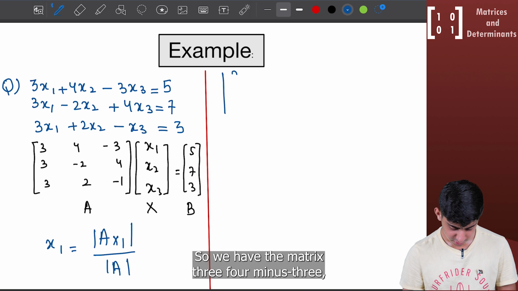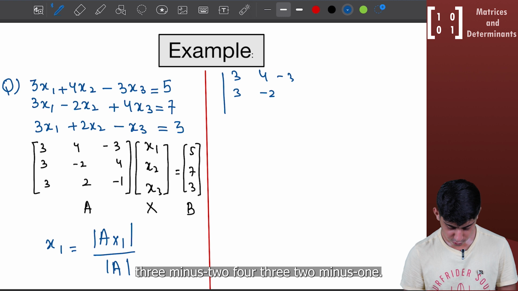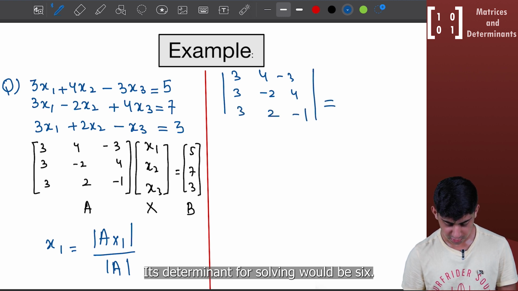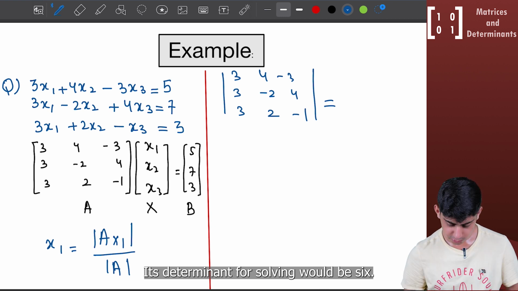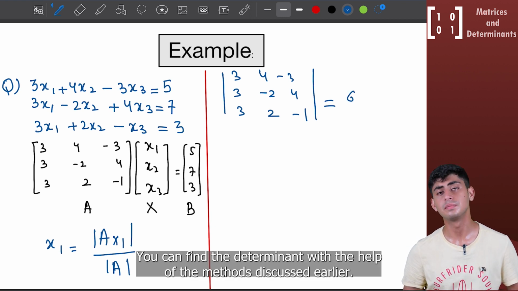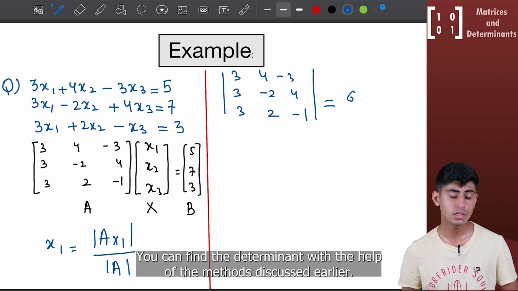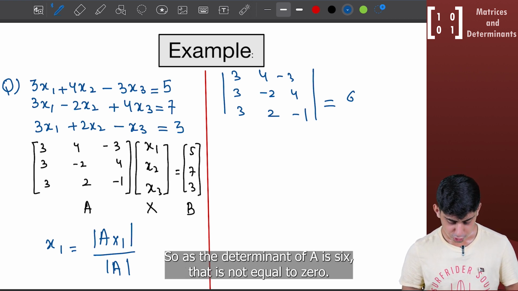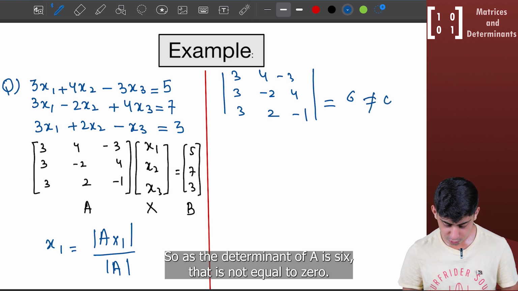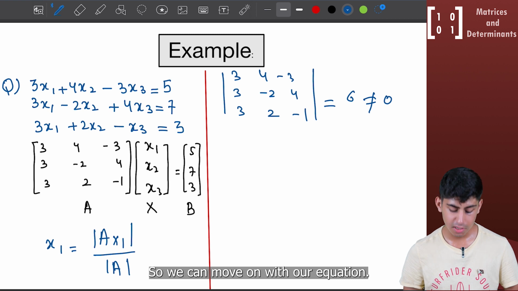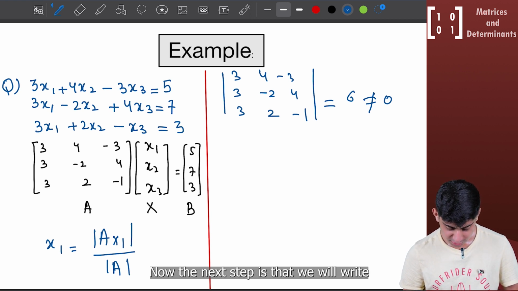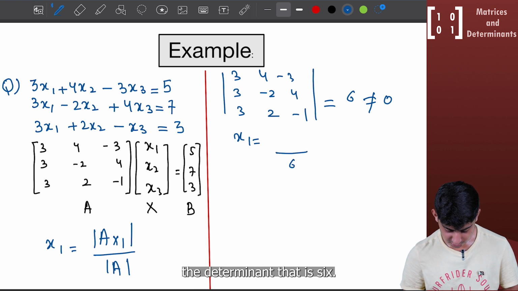So we have the matrix 3, 4, -3; 3, -2, 4; 3, 2, -1. Its determinant after solving would be 6. You can find the determinant with the help of the methods discussed earlier. So, as the determinant of A is 6, that is not equal to 0, so we can move on with our equation. Now, the next step is that we'll write the determinant, that is 6.